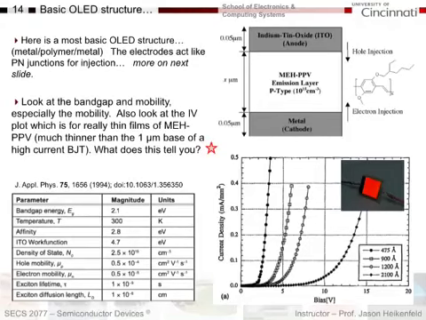Okay, we're back. Now let's look at a first organic device structure. And let's start with OLEDs, organic light emitting devices. Now this is the most basic one you could make. This is a metal polymer metal device where the electrodes act like PN junctions for injection of electrons and holes. I'll explain that more on the next slide, but it's a really simple one-layer device.